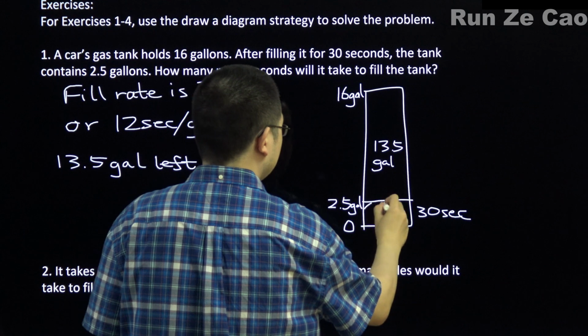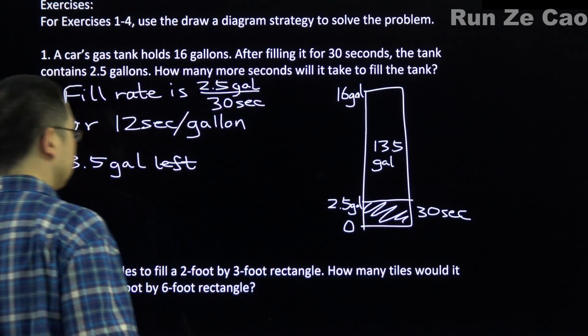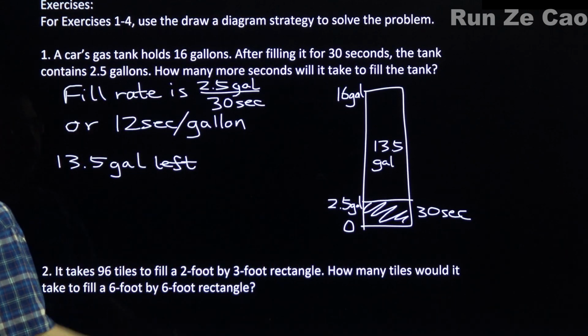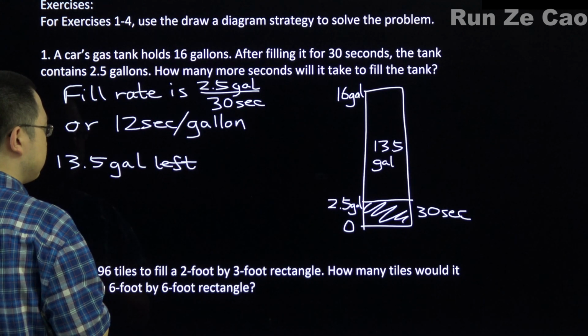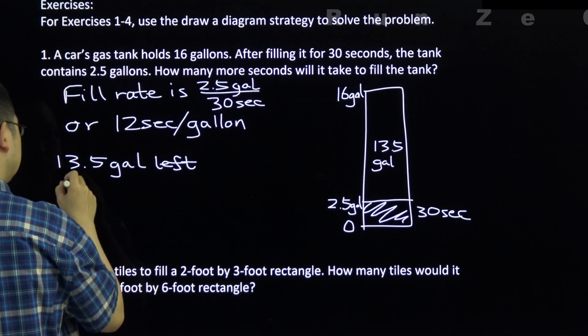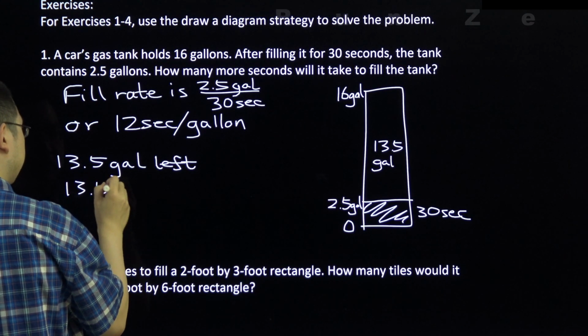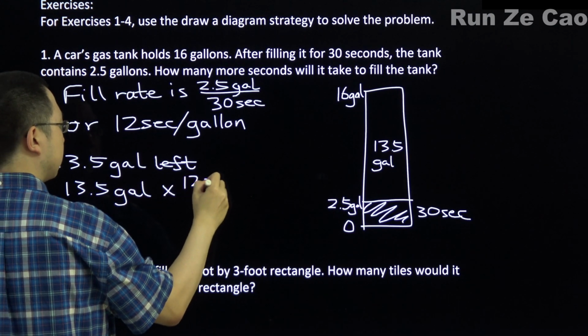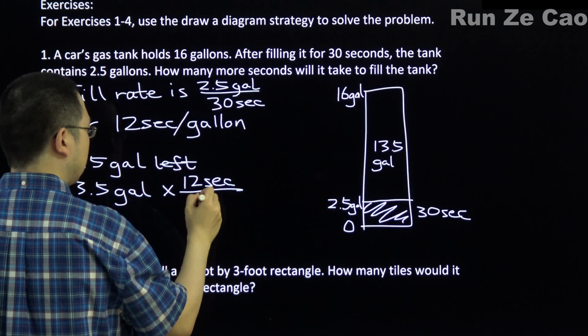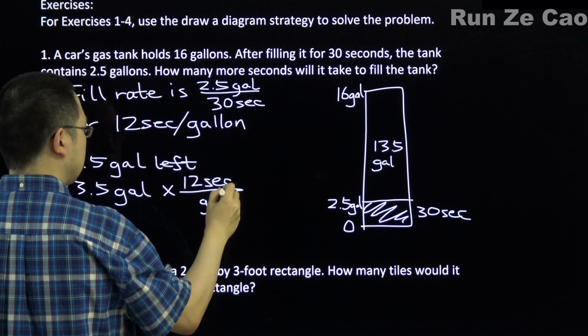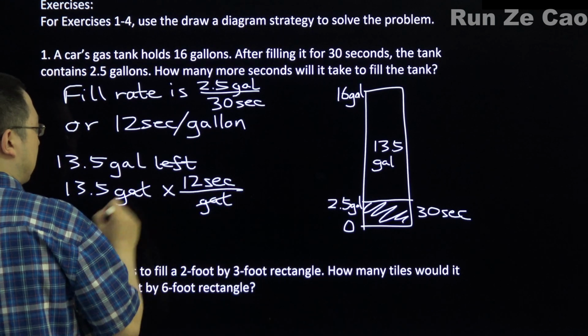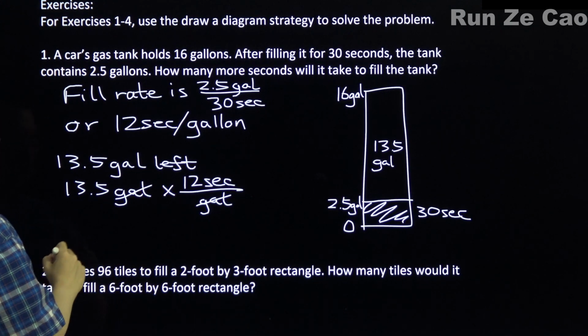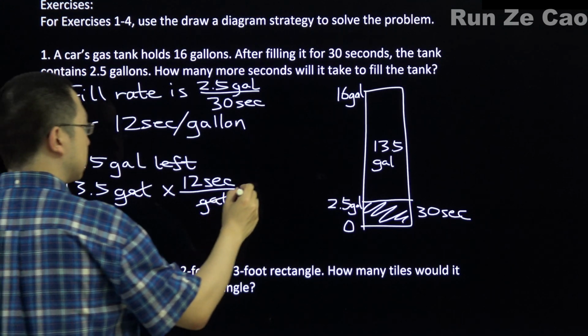And this is already filled, so we should probably shade that. And at 12 seconds per gallon, that's 13.5 gallons times 12 seconds per gallon. The gallons cancel out, so you end up with seconds as your unit.